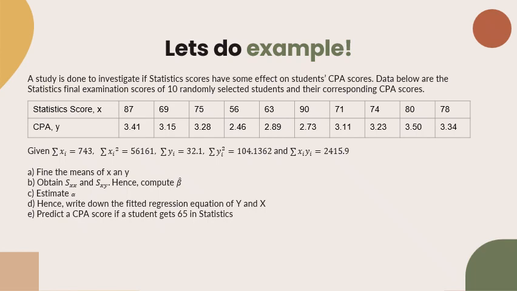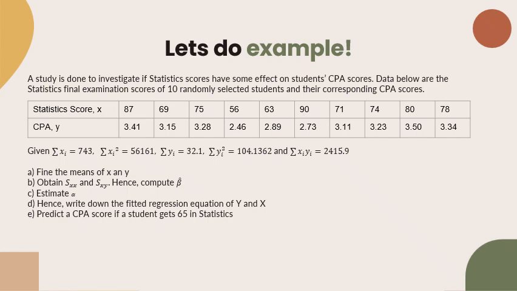So based on here, we can do a calculation because we want to determine Sxx, Sxy, and also Syy in order to determine the alpha hat and beta hat. Therefore, it's given: summation of xi is equal to 743, summation of x squared is equal to 56161, summation of y is 32.1, summation of y squared is equal to 104.1362, and summation of xy is 2415.9.